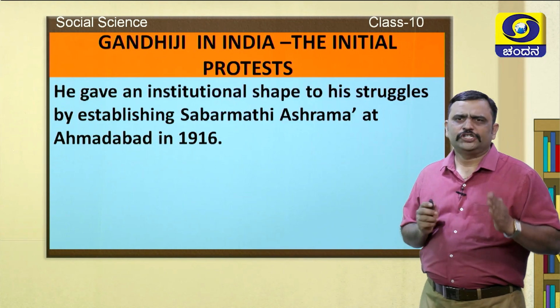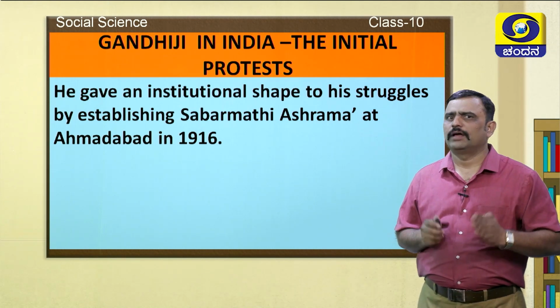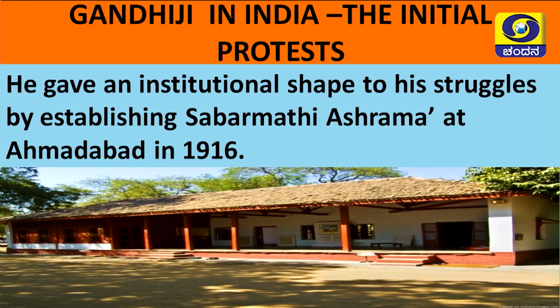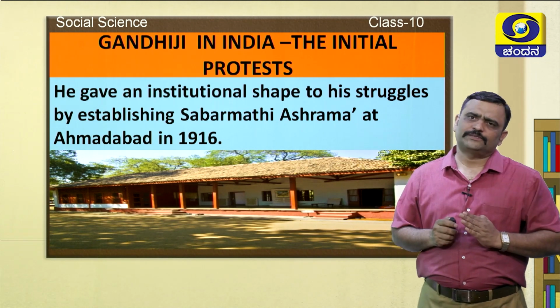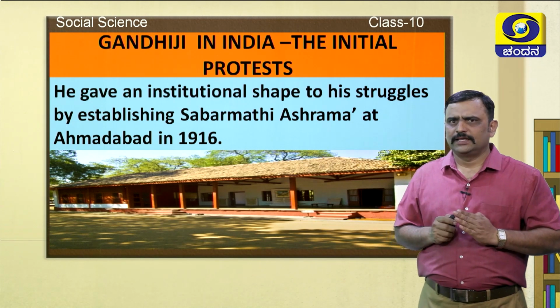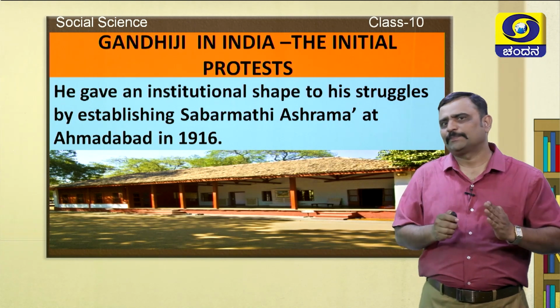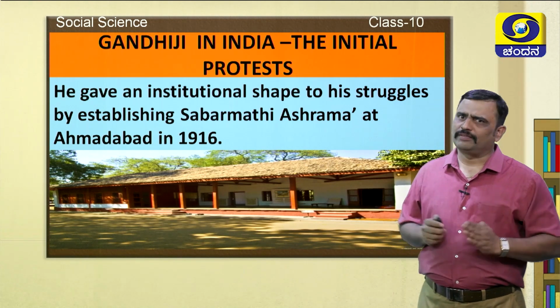He gave an institutional shape to his struggle by establishing Sabarmati Ashram at Ahmedabad in the year 1916. Sabarmati Ashram was the head office of his political activities. Most of the important decisions related to political developments, agendas, and formulation of strategies for the freedom movement used to take place in Sabarmati Ashram. Dear students, you need to know one thing.